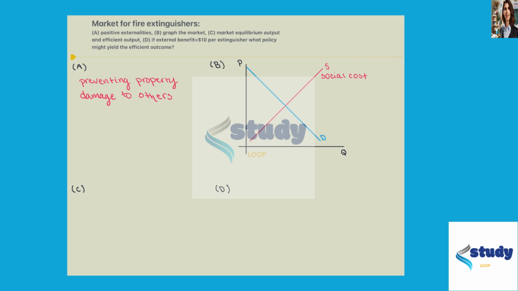And then what we also have here is this social value curve. That really is just another demand curve, essentially, and it shifts upward. So we have this social value curve right here.